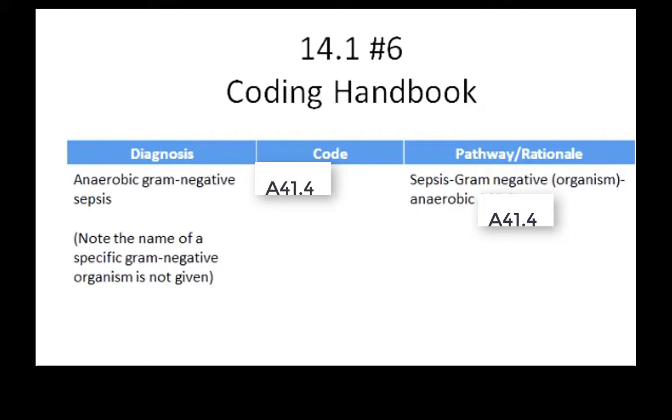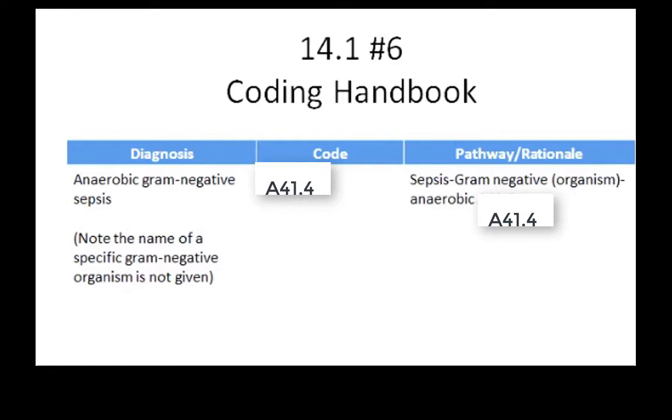And the name of a specific gram-negative organism is not given in this case, but we're going to find when we start looking for our codes that we don't need a specific name. We just need to know that it's an anaerobic gram-negative. If you don't know the term anaerobic, that means this organism can grow without air, without oxygen. So that is significant in a deep wound, for example, is where we might see anaerobes growing.